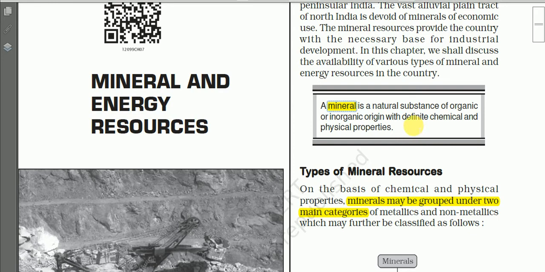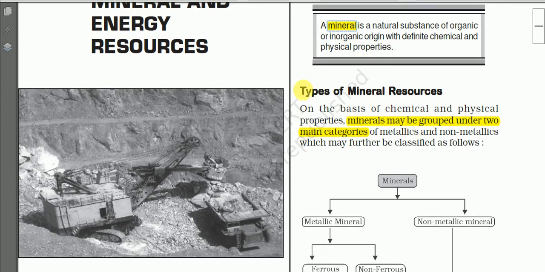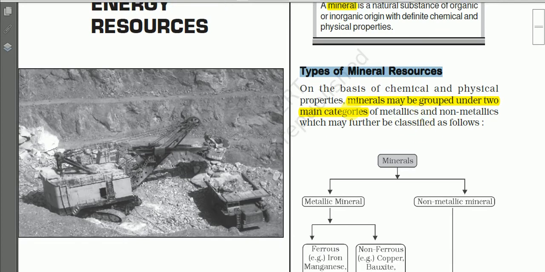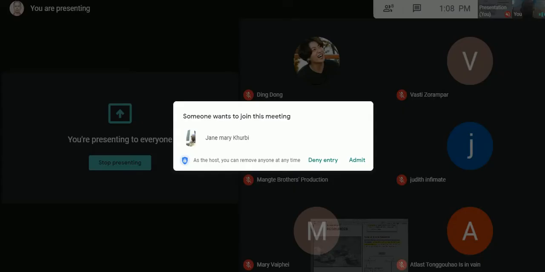A mineral is a natural substance of organic or inorganic origin with definite chemical and physical properties. So this is about the meaning of mineral. And next we have the types of minerals. On the basis of chemical and physical properties, minerals may be grouped under two main categories. Those are metallics and non-metallics.